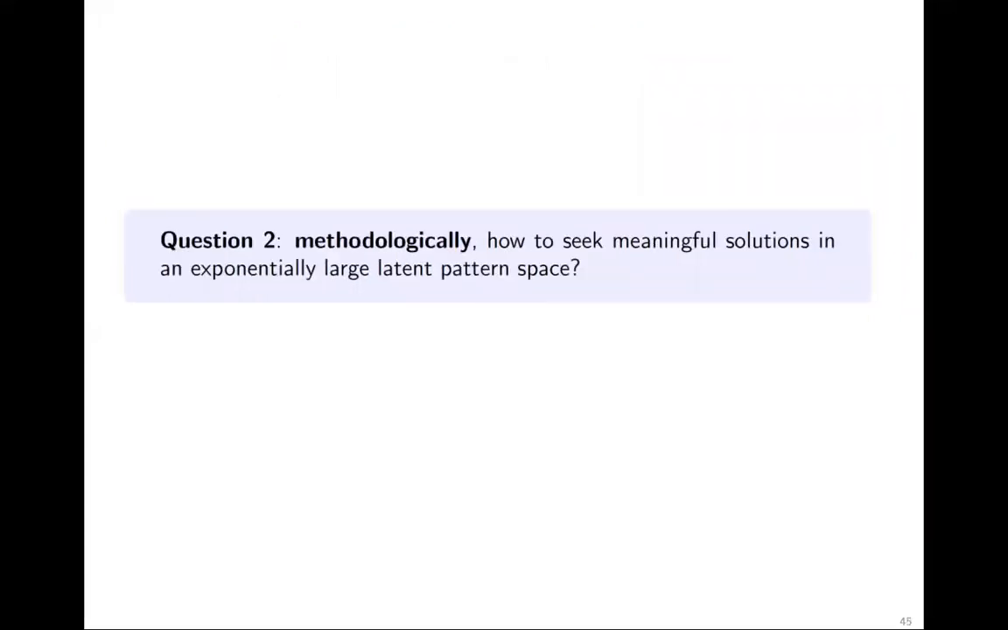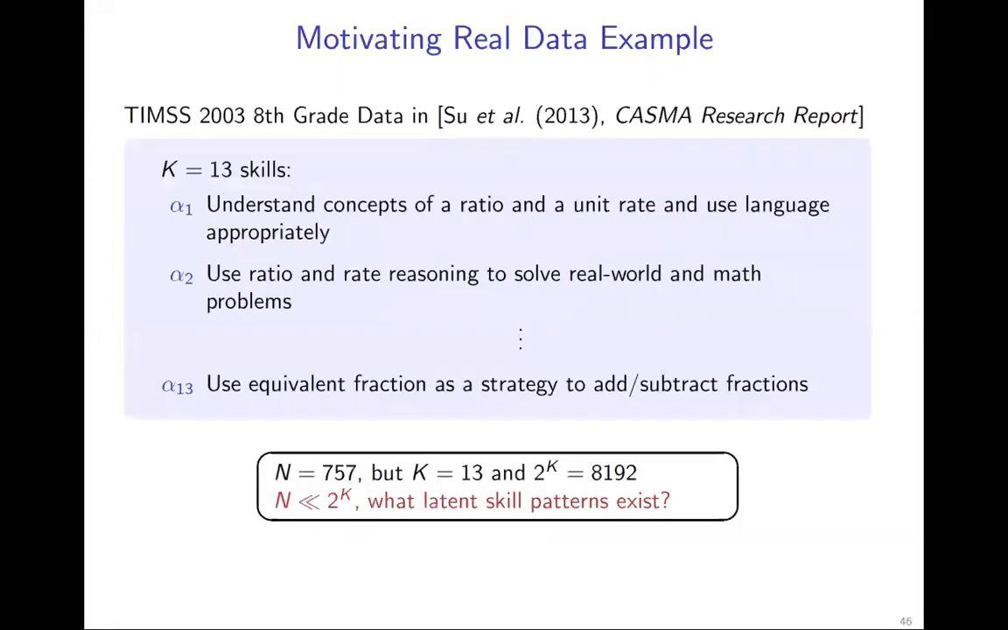Then on to the methodological estimation problem. That is, how do we estimate the attribute hierarchy and seek meaningful solutions from a potentially large latent pattern space? Here is a motivating example. Still for the TIMSS 2008 8th grade data, researchers are interested in 13 skills, but the available sample size is 757, which is much smaller than the possible number of configurations of skills. So what latent skill patterns exist?